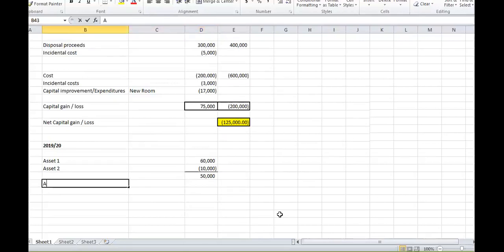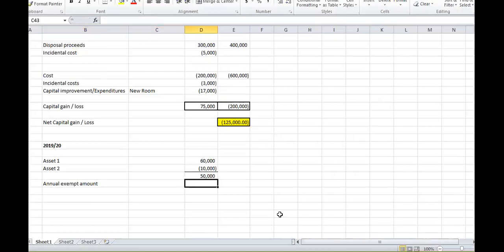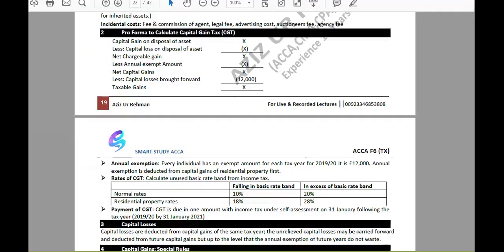Over here, we will deduct annual exempt amount. So what is annual exempt amount? It is a fixed relaxation available to every individual every year. Annual exempt amount is a fixed relaxation available to every individual every year. You can see its amount is £12,000. It is a fixed relaxation.